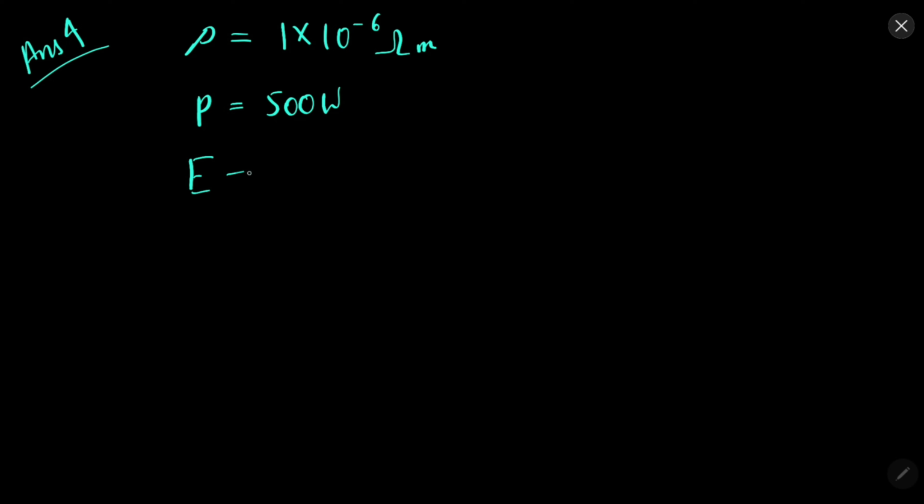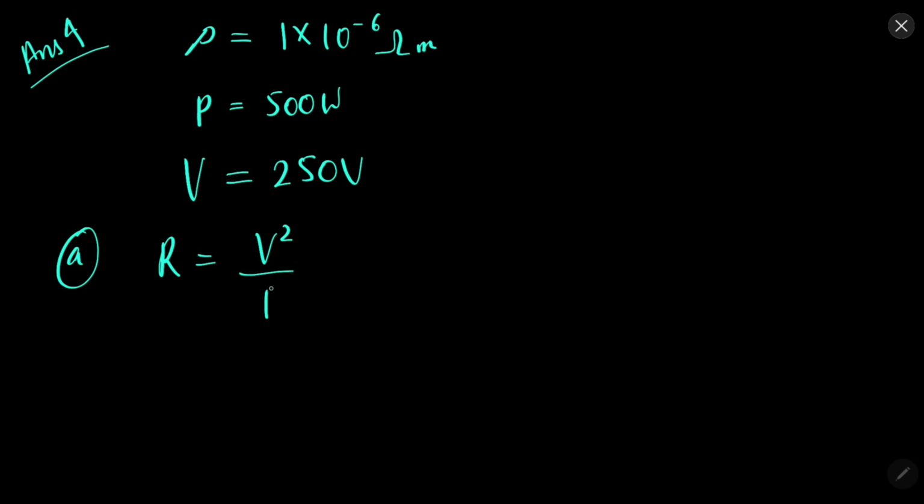So this is the fourth one. First of all, resistivity is 1 into 10 to the power minus 6 ohm meter, power 500 watt, potential or EMF 250 volt. So for part A, resistance can be found out by the formula of power. So it will give us 125 ohms.